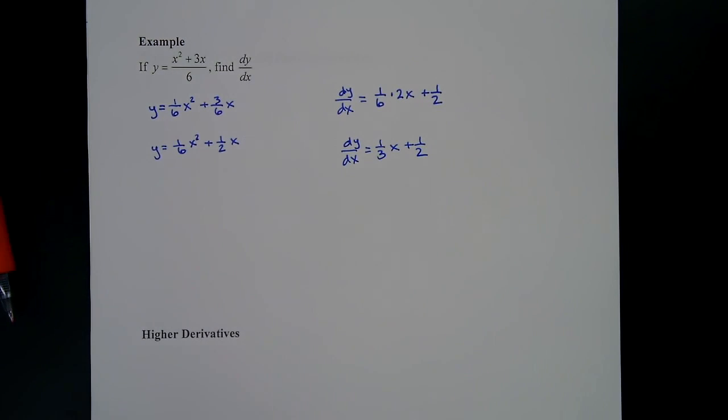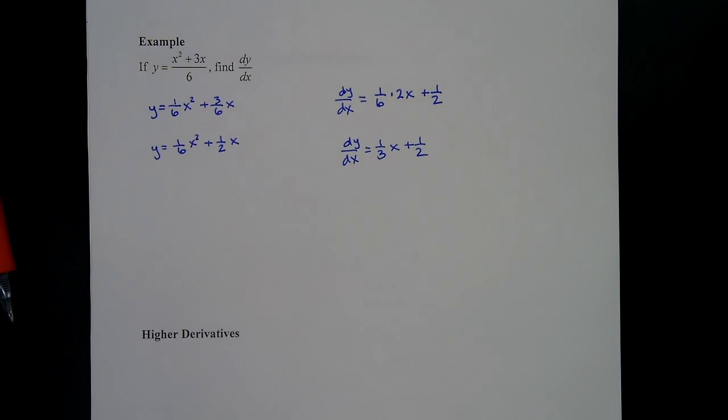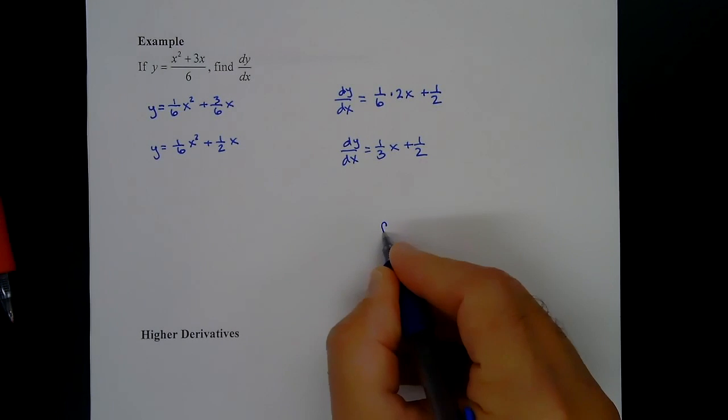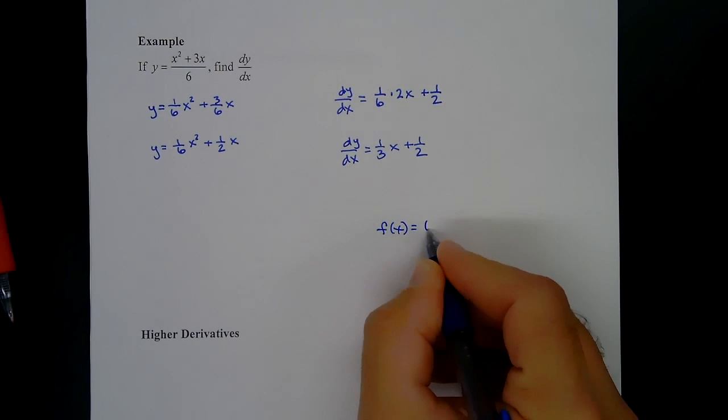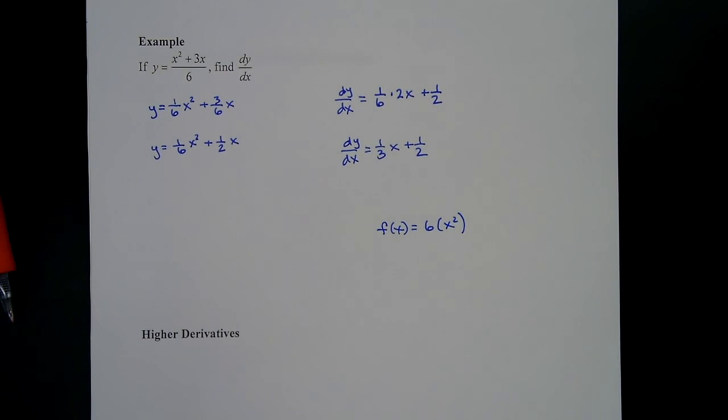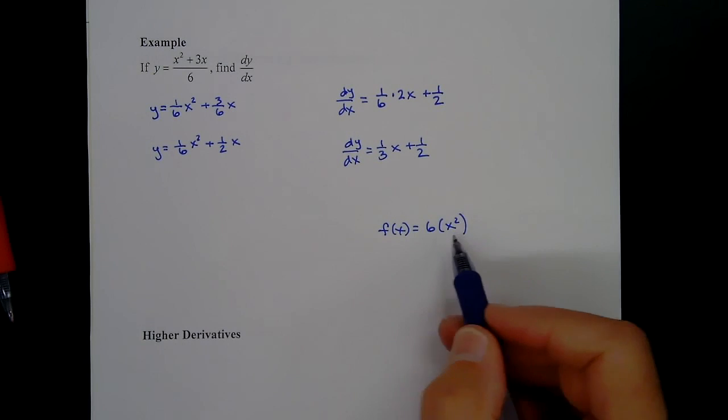So don't use the quotient rule when you're dividing by a constant like 6. Also, I should say this: don't use the product rule when you're multiplying by a constant. f of x is equal to 6 times x squared. Don't use the product rule, that's not what it's intended for. This would just be 12x. That's all it is. The derivative of f of x when f of x is equal to 6 times x squared is just 12x. So it's 6 times the derivative of that.